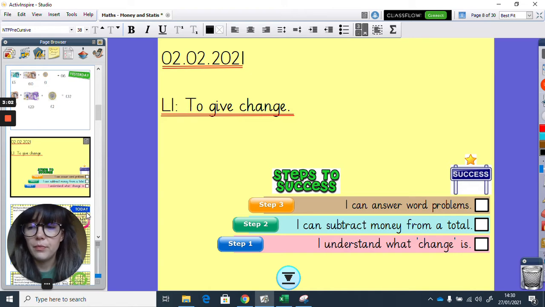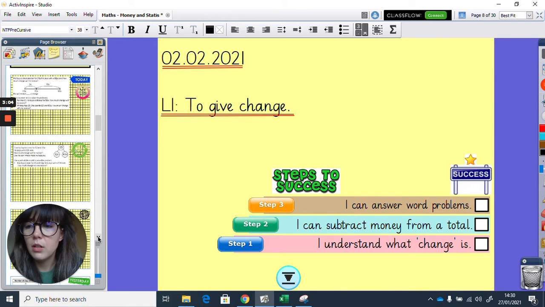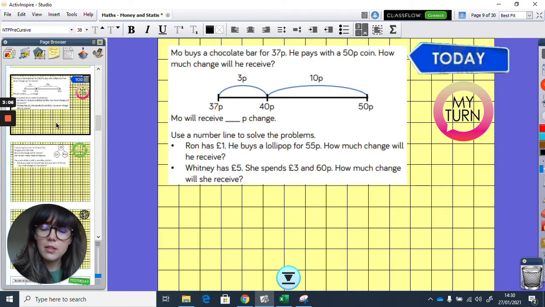So, let's move on. It's going to be my turn first. I'm going to have a go explaining how to do this. You can do it along with me if you like, or you can just watch and then do it next time when it's our turn. So, Mo buys a chocolate bar for 37p. He pays with a 50p coin. How much change is he going to receive?